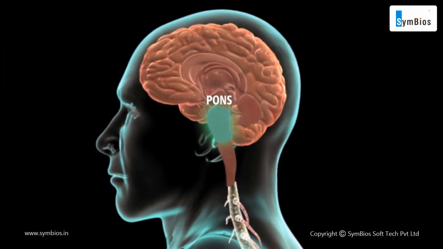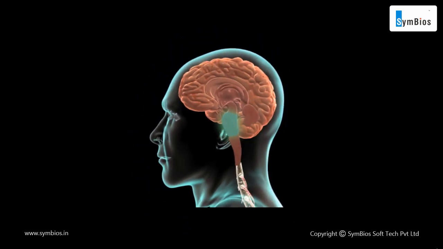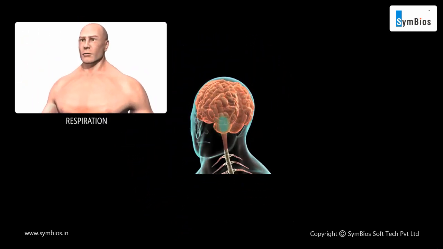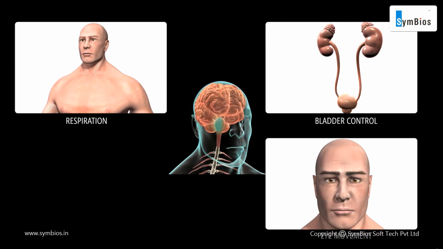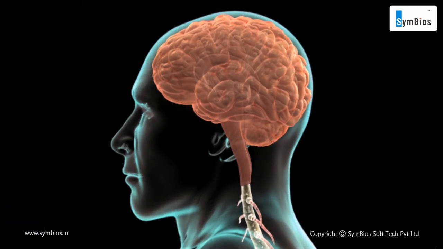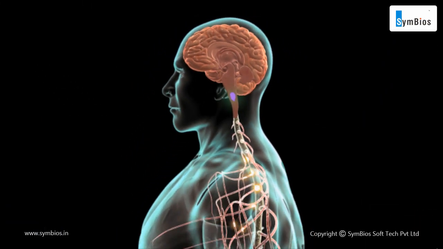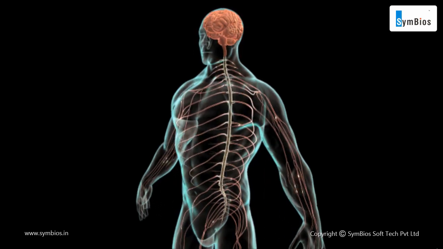The pons relays signals from the forebrain to the cerebellum, and deals primarily with respiration, bladder control, eye movement, and facial expressions, etc. The medulla transmits all signals between the spinal cord and the higher parts of the brain.